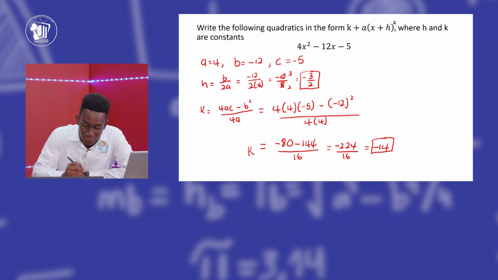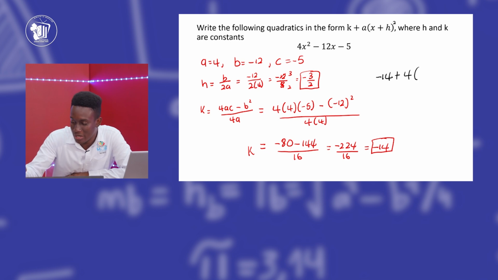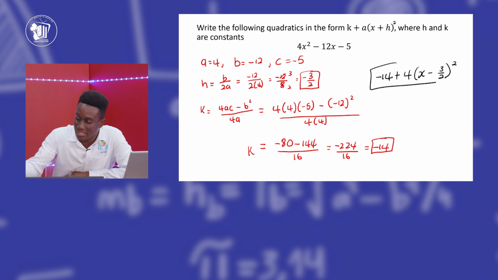So now we can write it in the form. The form that we want to write, it will be k, so we take our value for k, which is negative 14, plus the value for a, which is 4, open bracket, x plus h, which is negative 3 over 2. So this is negative 3 over 2. Of course these two will cancel out and give you one sign. So this is x minus 3 over 2 squared. And that is how you express that in that form.